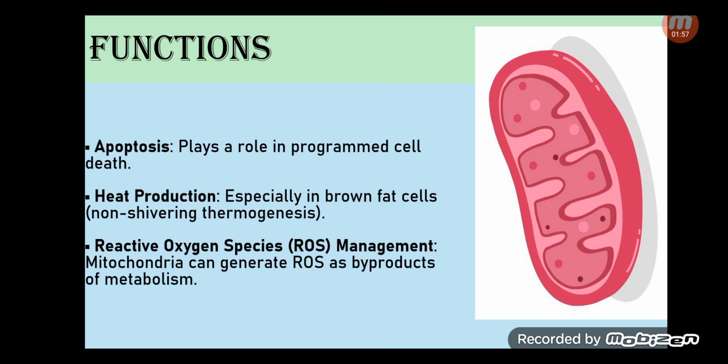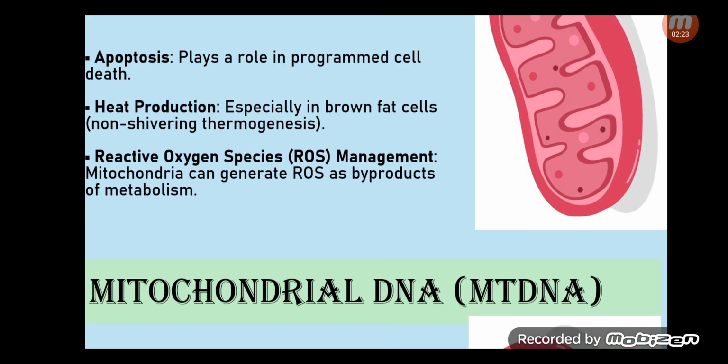Another function is apoptosis, as it plays a role in programmed cell death. Then it can also do heat production, especially in brown fat cells, that is non-shivering thermogenesis. Then it also does reactive oxygen species management: mitochondria can generate reactive oxygen species as byproducts of metabolism, so it manages the reactive oxygen species so that they do not damage the cell.